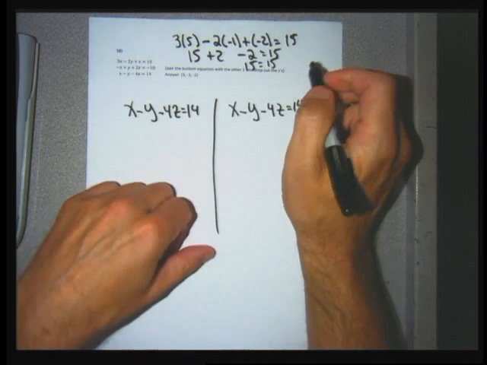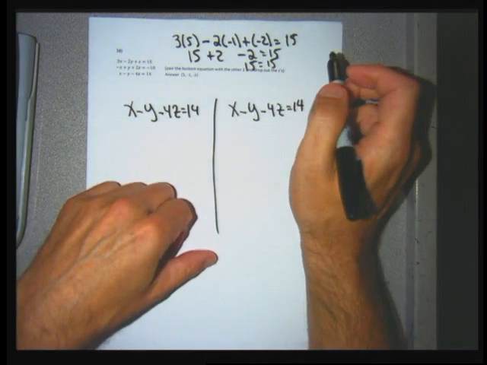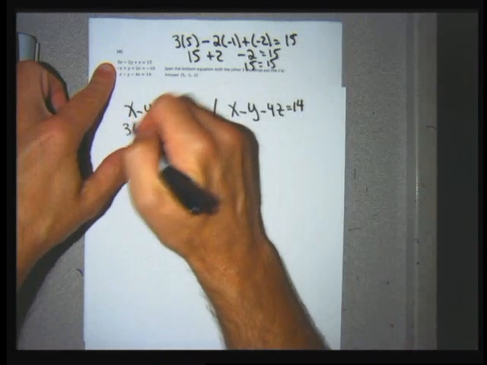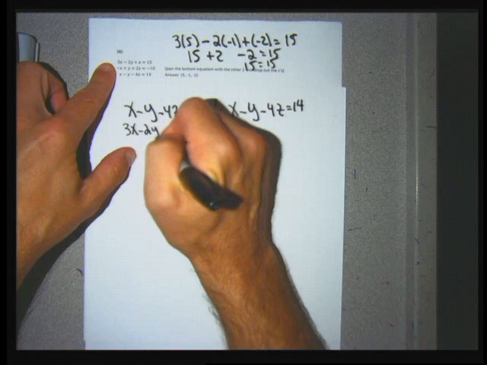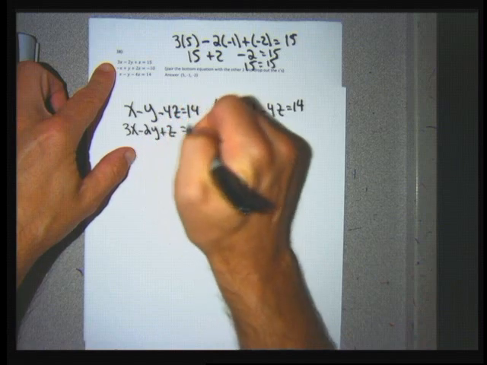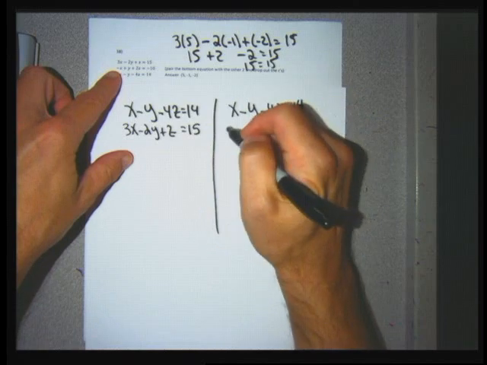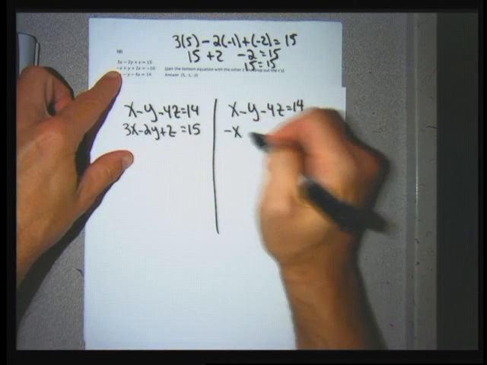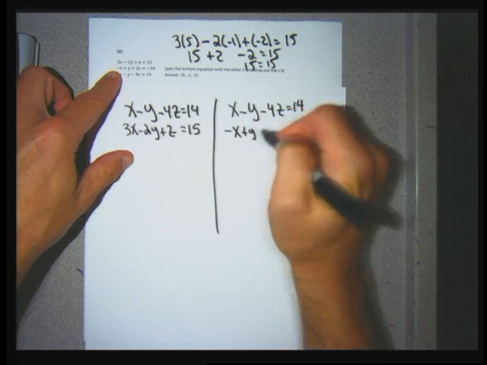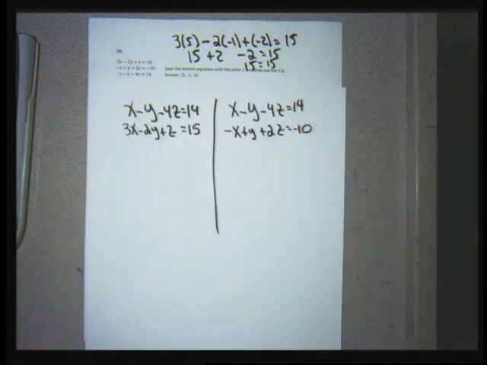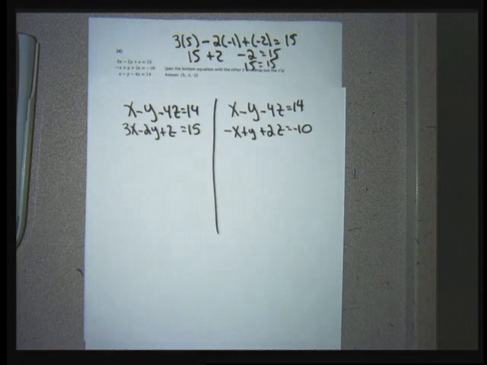Okay, so I took the bottom equation. Now I'm going to pair it with the top equation, which is 3x minus 2y plus z equal to 15, and pair it with the middle equation, -x plus y plus 2z equal to -10. So the first step in solving a system that has 3 equations and 3 unknowns is to pick one equation, pair it with the other 2.